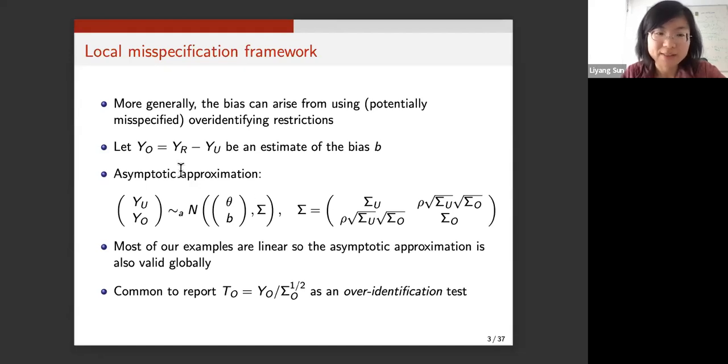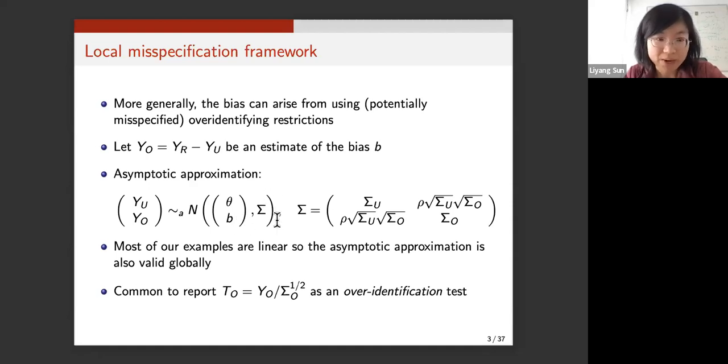If we take the difference between YR and YU and call it YO, this is a noisy estimate of the potential bias in YR that is due to potential misspecification of the over-identifying restrictions. Formally, we take the framework of local misspecification, where YU and YO have the root-n scaling embedded. We take the nuisance parameter, which is the bias here, to be not consistently estimable.